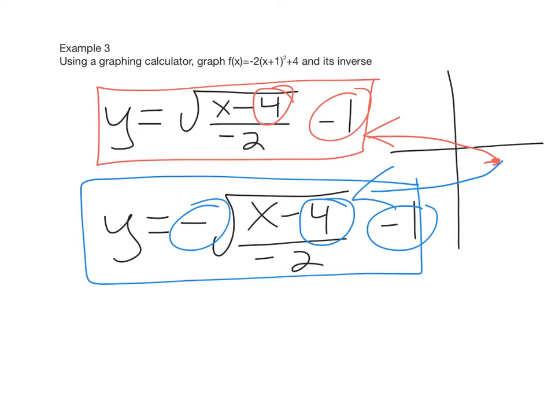Once you've gone through and graphed in Desmos, you should be seeing a more accurate depiction of these two arms, both opening from a vertex value of 4 and negative 1, and traveling to the left.